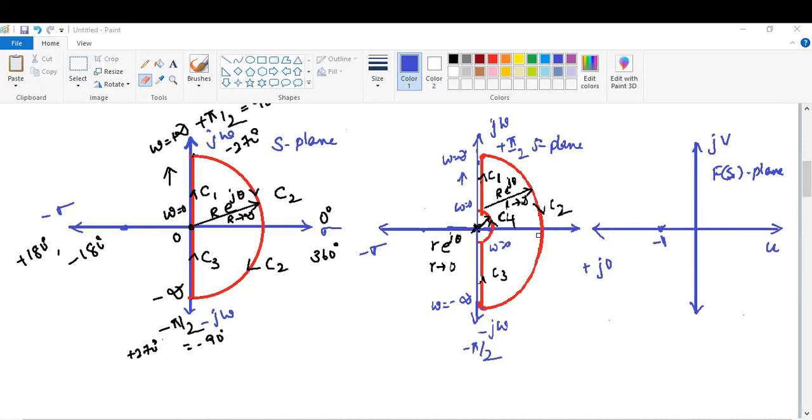Similarly, if there are only zeros located in the right half of the S-plane that are enclosed by this Nyquist contour, then what is the corresponding contour in the F of S plane, which is known as the Nyquist plot? So the Nyquist plot is nothing but the encirclement of the origin. Now let us see how the encirclement of origin happens in the F of S plane, or G of S into H of S plane, corresponding to this Nyquist contour that encloses the number of poles and zeros located in the right half of the S plane.